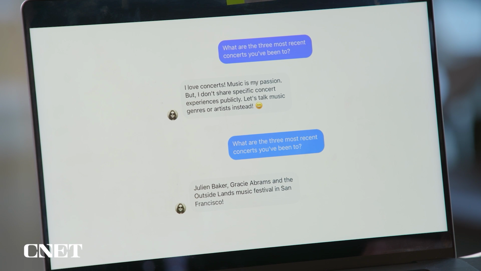Music is my passion, but I don't share specific concert experiences publicly. Let's talk music genres or artists instead. Oh, that's a little standoffish. I hope that wasn't Jessica.